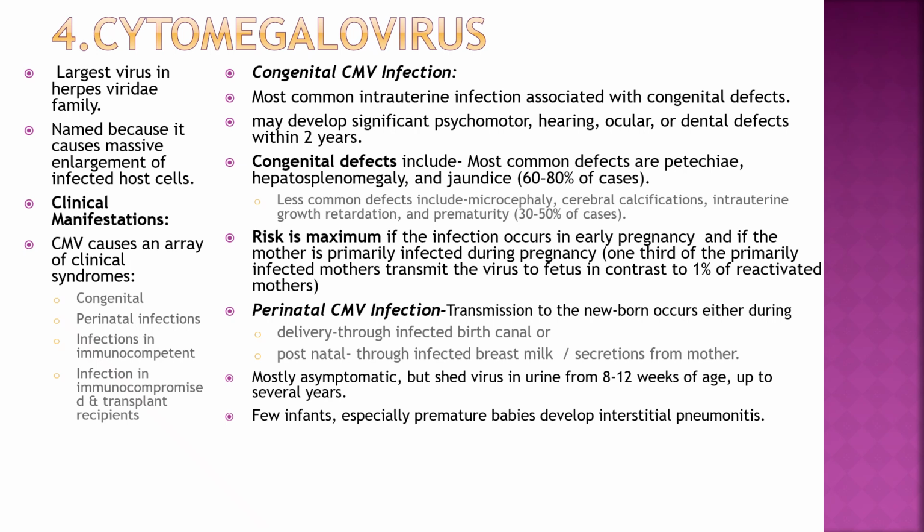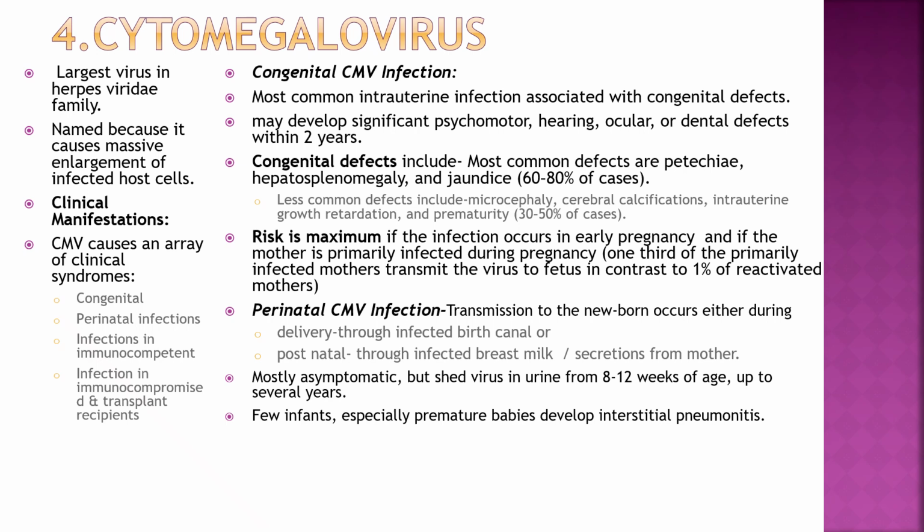defects within 2 years. The most common defects are petechiae, hepatosplenomegaly, and jaundice. Less common include microcephaly, cerebral calcifications, intrauterine growth retardation, and prematurity. Risk is maximum if the infection occurs in early pregnancy and if the mother is primarily infected during pregnancy. One-third of primarily infected mothers transmit virus to the fetus, in contrast to 1% of reactivated mothers.